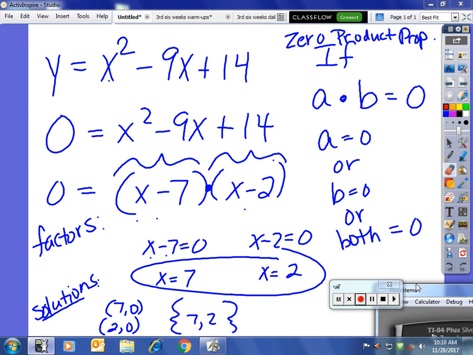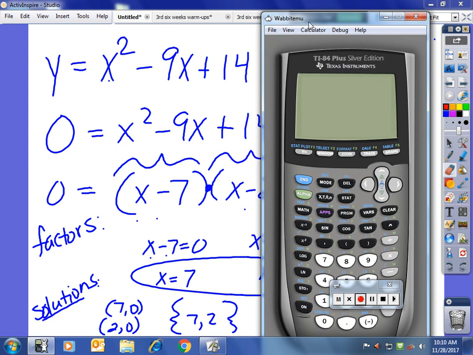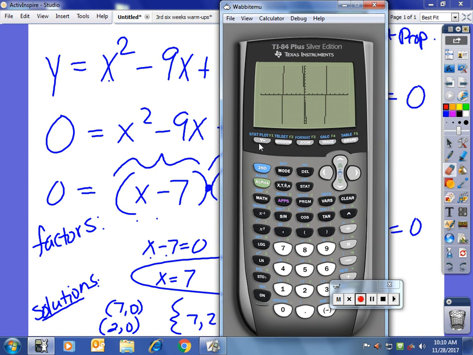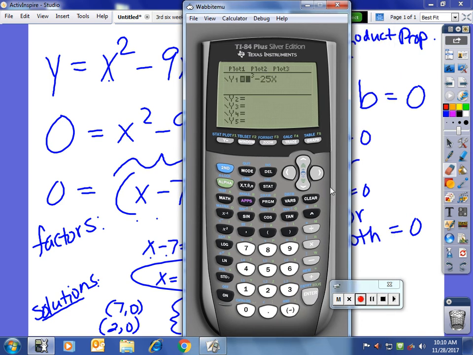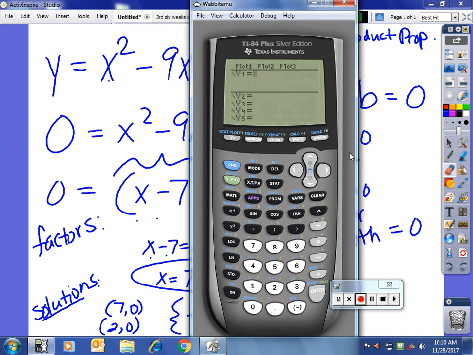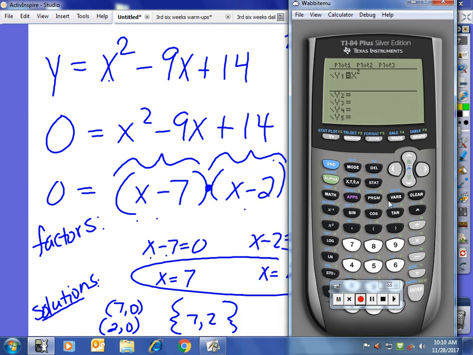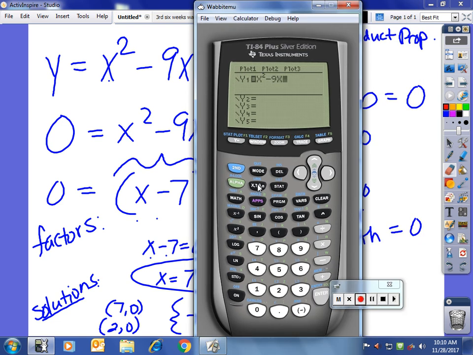Now, you will be getting calculators soon, I promise. Let's just look at a picture of this. We'll do those, I promise. All right, I'm going to put this into my calculator. Y equals x squared minus 9x plus 14. And then I'm going to look at a picture of it.